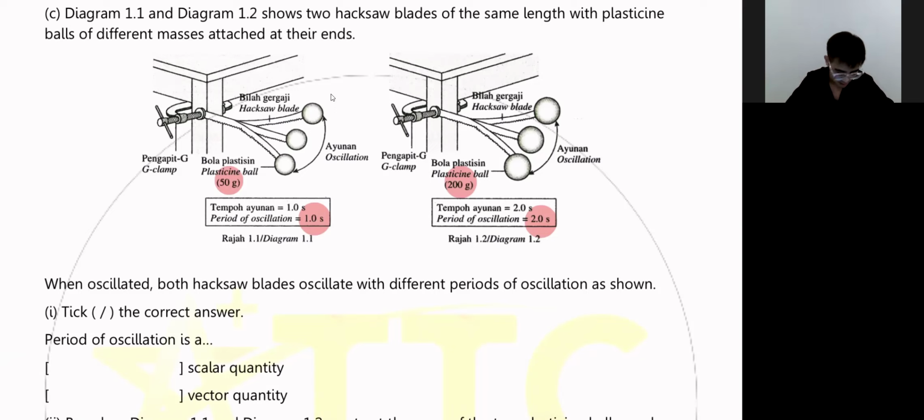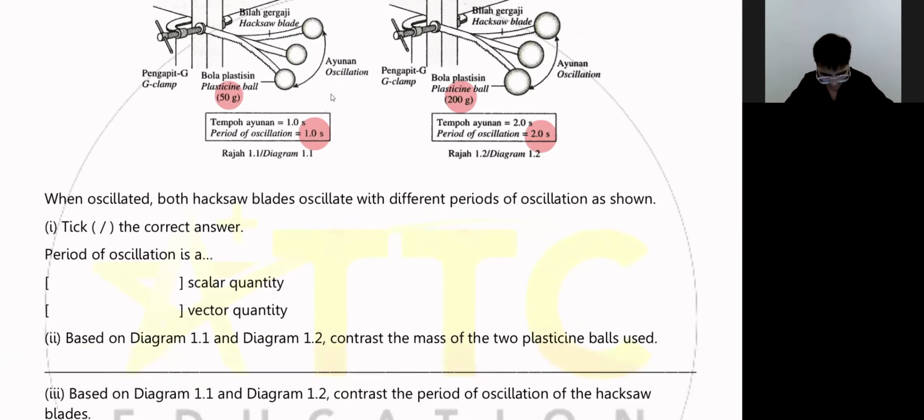So the question asks: when oscillated, the two hacksaw blades oscillate with different periods of oscillation as shown. Question number 1, tick the correct answer. Below there's a statement: the period of the oscillation is a scalar or vector quantity. For this one, we just discussed it, that time during January, during our holiday class.